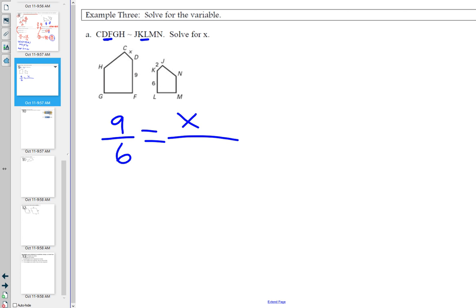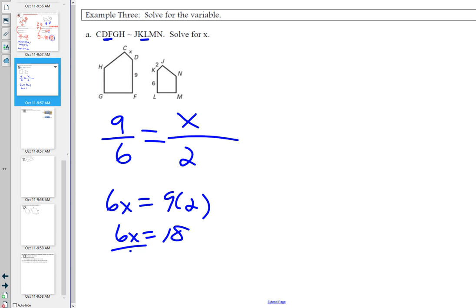Now, what corresponds? What can I compare the x to? Yeah, the 2. So 6x is equal to 9 times 2. 6x is equal to 18. So x is 3. Done. Cross multiply, yeah.